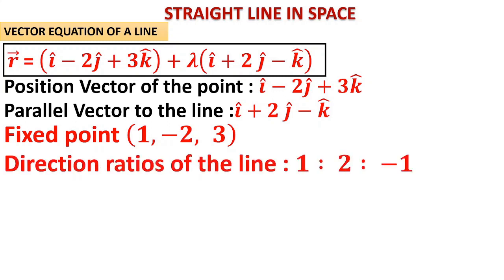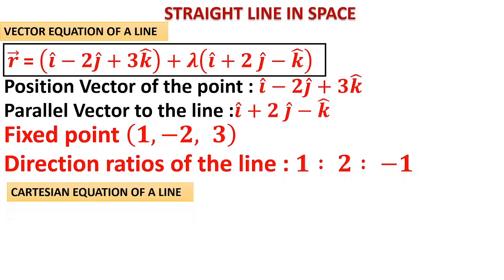Then what will happen to the direction ratios now? They are nothing but the components in the parallel vector: 1, 2, minus 1. Now I got a fixed point and direction ratios. I am going to write the equation now. x minus 1 by 1 is equal to y minus of minus 2 by 2 is equal to z minus 3 by minus 1. Check out, in the numerator the point coordinates, x coordinate, y coordinate, z coordinate will come. In the denominator the direction ratios will come.